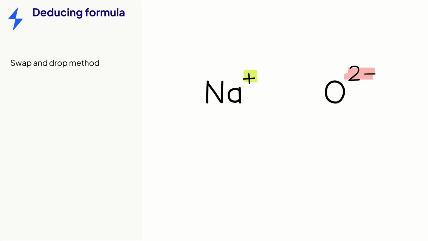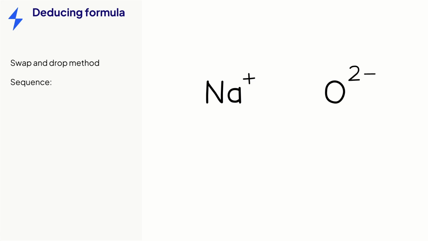It is not always that simple, and an alternative method for writing a formula is the swap and drop method. This can be useful in an exam as it is an efficient method of writing a formula when you have different and opposite charges. Sodium oxide is a good example. Sodium has a 1 plus charge and oxide has a 2 minus charge. To use the swap and drop method, you can follow the following sequence.